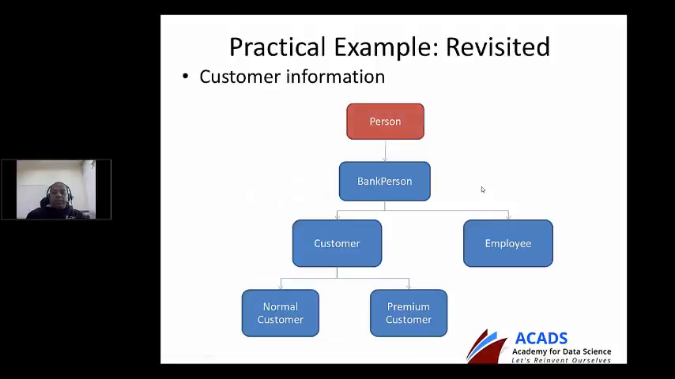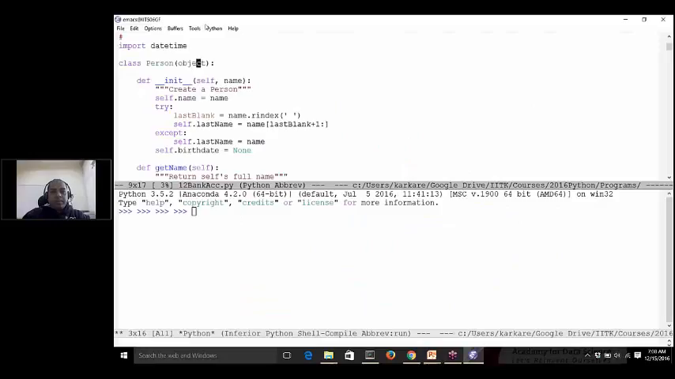So then we started looking at the example of a person class, and I started with a simple person. We want to create a person which may or may not be related to a bank. So let's look at the code for person. Can everyone see the screen? On the top I have a Python file, and in the bottom I have the Python shell.